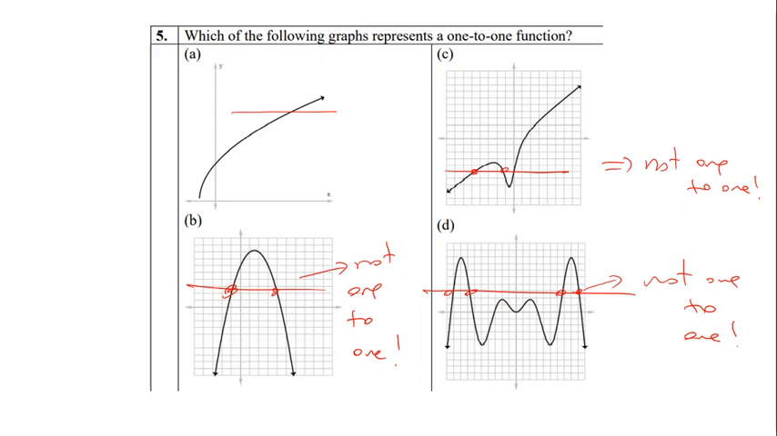Now look at here. When you draw the horizontal lines, it always intersects at only 1 point. As you see, this is one-to-one. But here you have to check all points. So, if you check all points, you will see only 1 point of intersection.